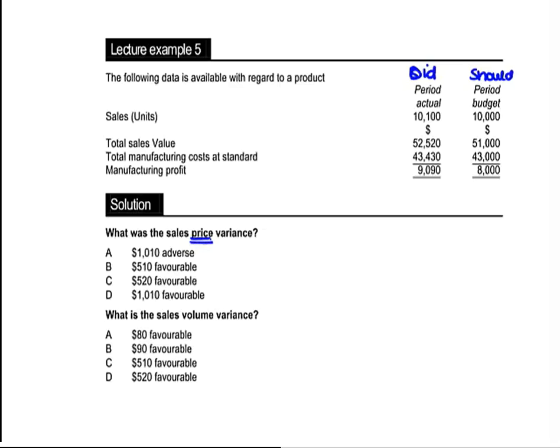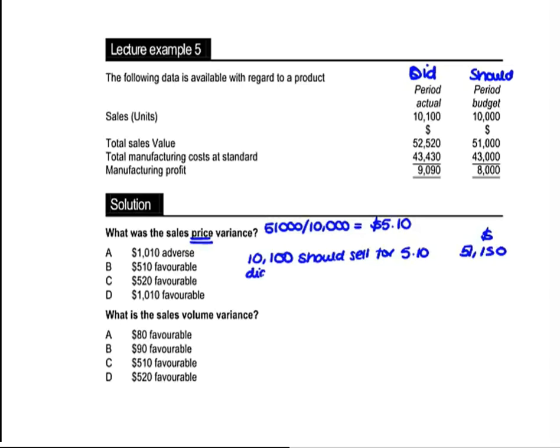To be able to do the sales price variance then, we need to know how much each unit should have sold for. So total revenue then was forecast to be 51,000, and that was for 10,000 units. So the standard selling price is $5.10. If we're going to look at the price variance then, we need to look at actual sales, which is 10,100 units, and they should sell for $5.10 each.